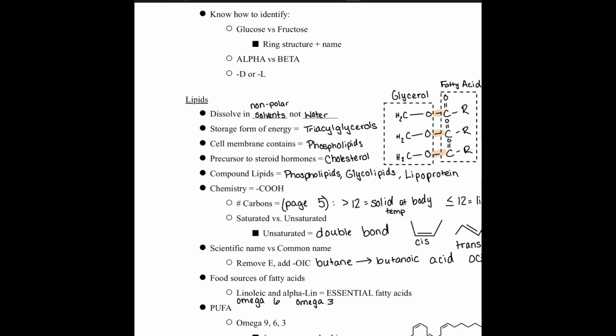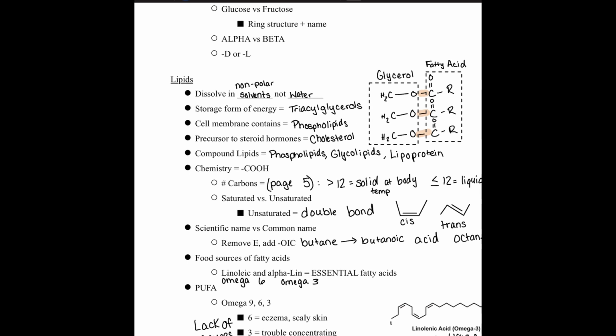So with that theory, our lipids are going to dissolve in other nonpolar substances. A great example would be oil, but it will not dissolve in a polar substance such as water. So this is why when you put oil in water, it kind of separates because they can't dissolve in each other. Alright, so next up is the storage form of energy.